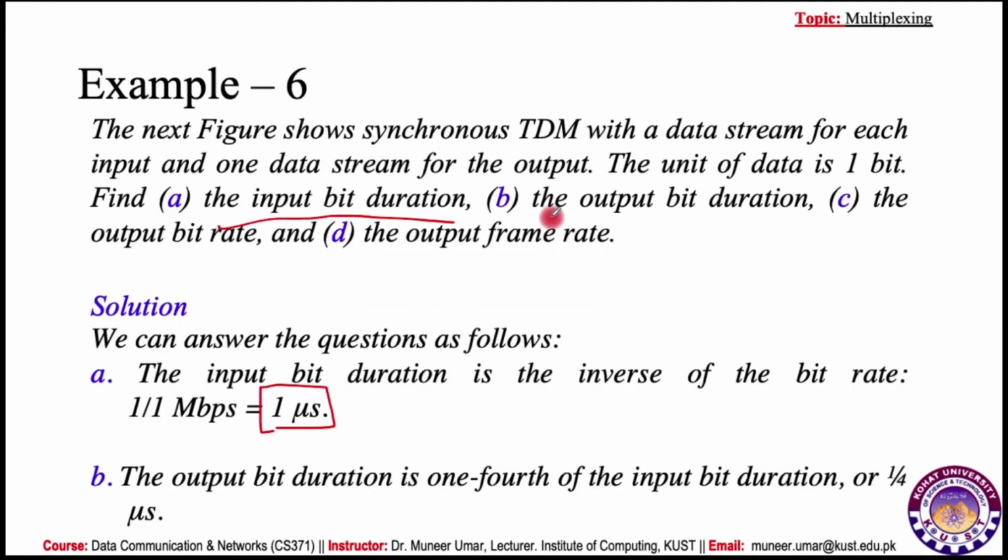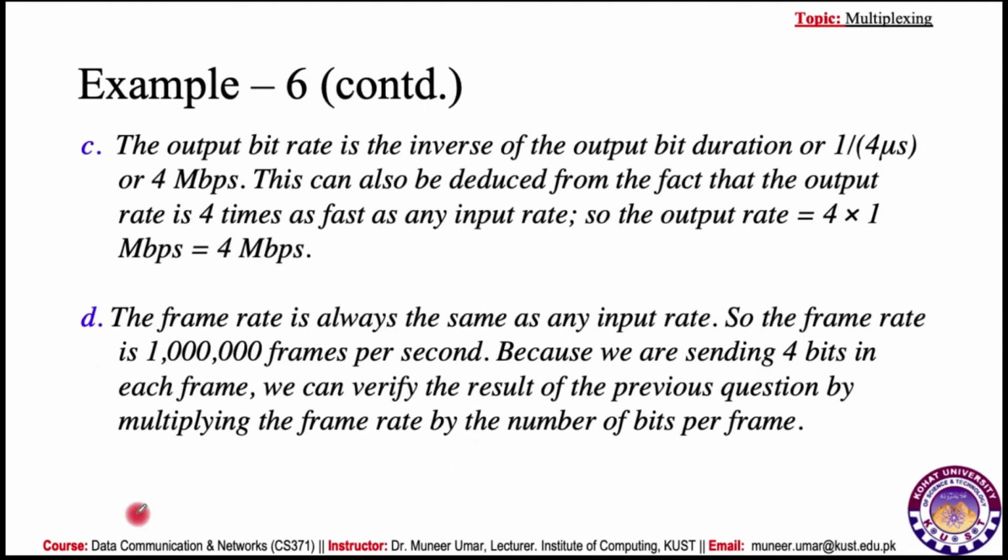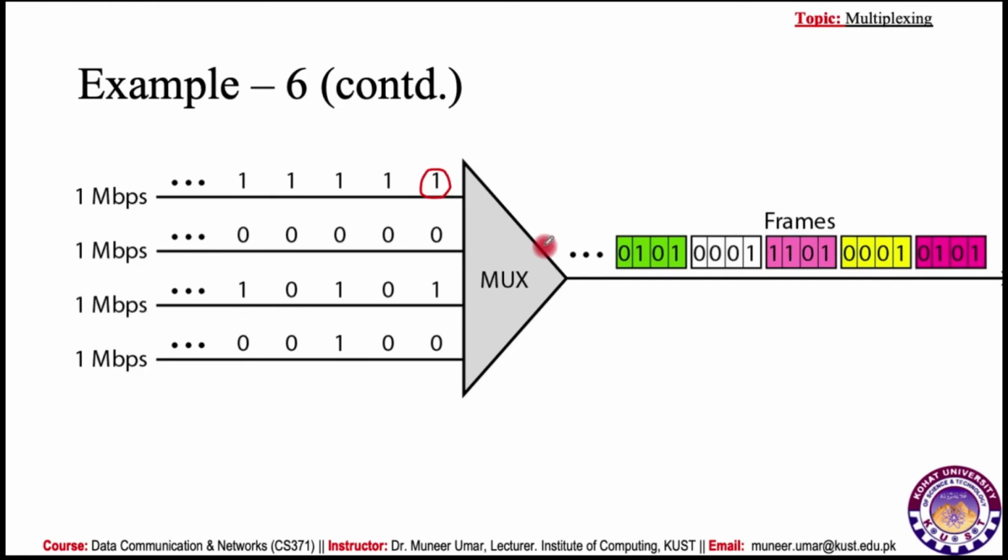Then the output bit duration. The output bit duration is 1/4 of the input bit duration, that is 1 by 4 into million, 1 millionth of second, 1 by 4 into microsecond. It would be these bits, all these bits in the frames. These are actually time slots.